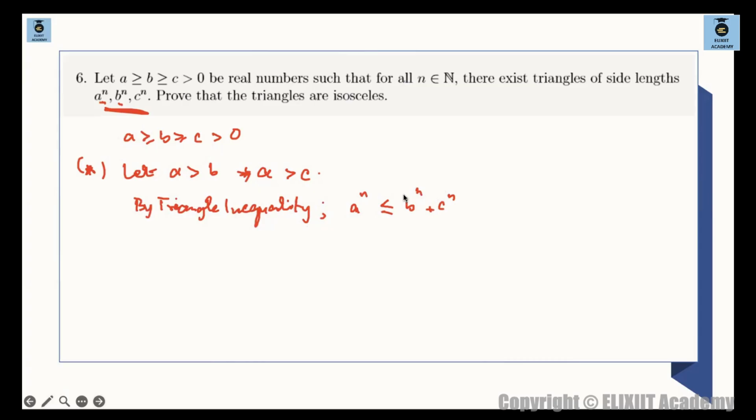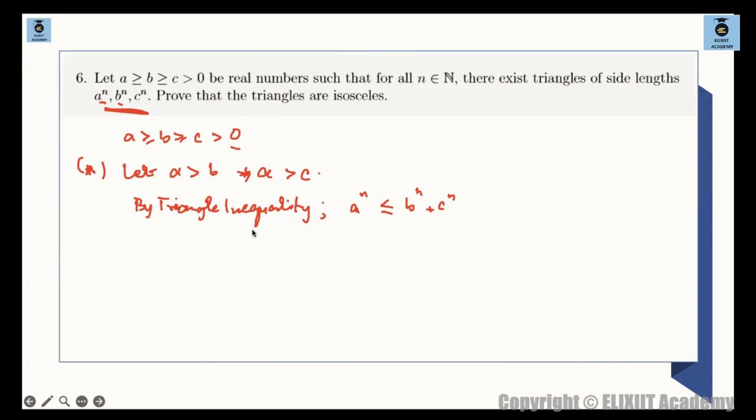I hope you know what triangle inequality is: the sum of two sides of a triangle is greater than the third side. So A raised to the power of n is less than or equal to B raised to the power of n plus C raised to the power of n. We are simply using triangle inequality over here. Mind it, these are basically sides of the triangle, these are real numbers, and also positive. And we are considering that A is more than B, which also means that A is more than C as well. So by triangle inequality, we are getting this because these are the side lengths of the triangle.